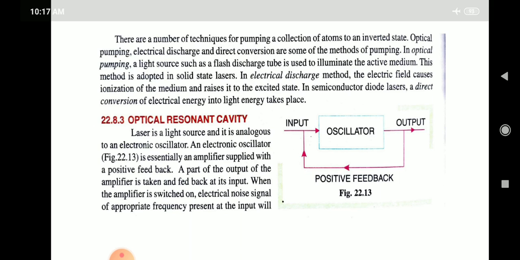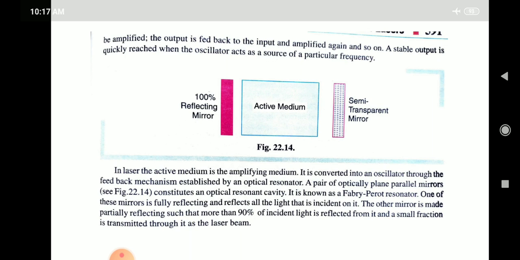When the amplifier is switched on, electrical noise signals of appropriate frequency present at the input will be amplified. The output is fed back to the input and amplified again, and so on. A stable output is quickly reached when the oscillator acts as the source of the particular frequency.